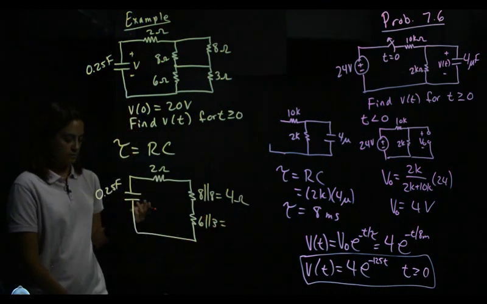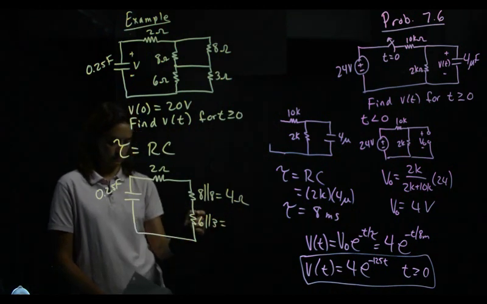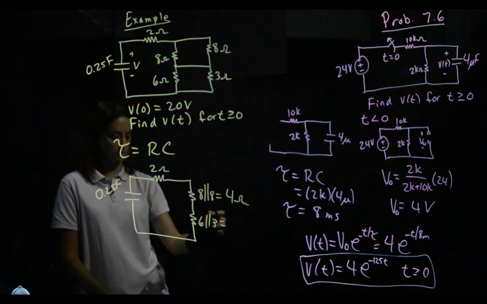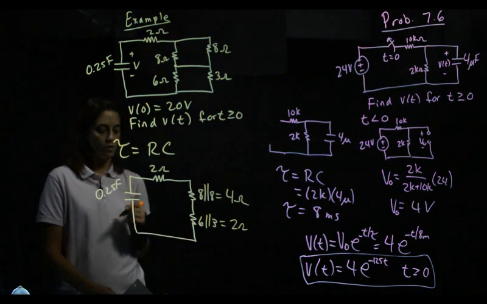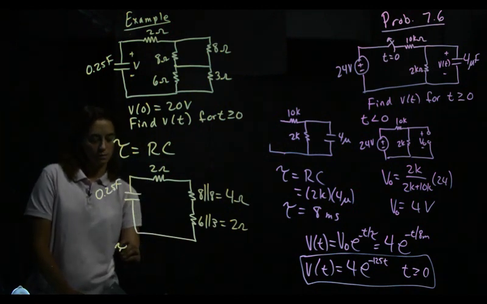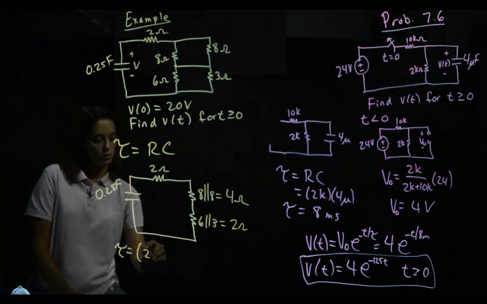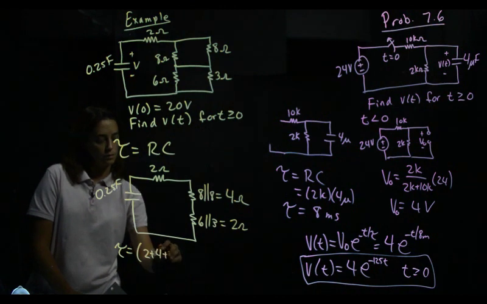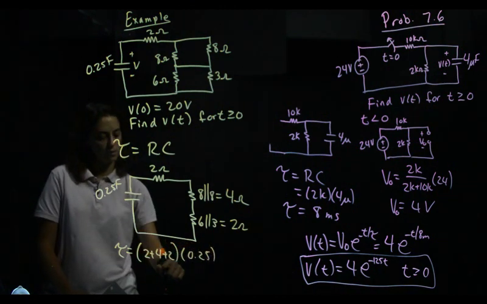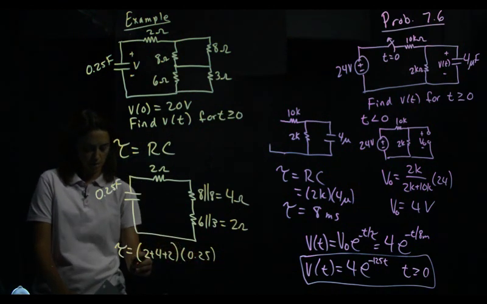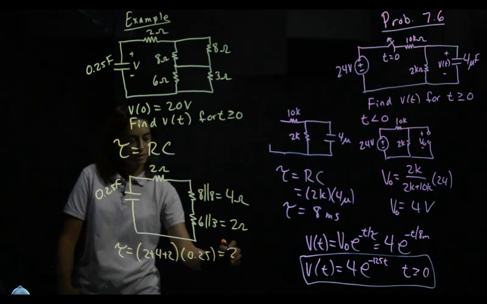So that's 18 over 9, or 2, right? Did I do that math in my head correctly? I think I did. 2. And now all those are in series. So my tau is 2 plus 4 plus 2 times my C. So this is my R and my C. My tau is equal to 2 seconds.